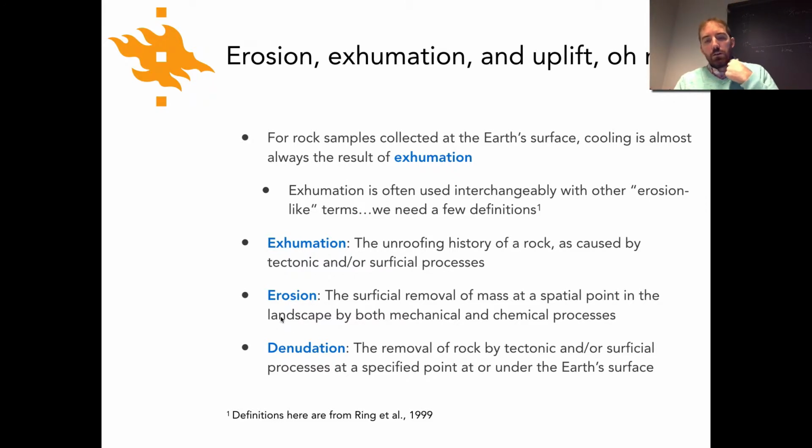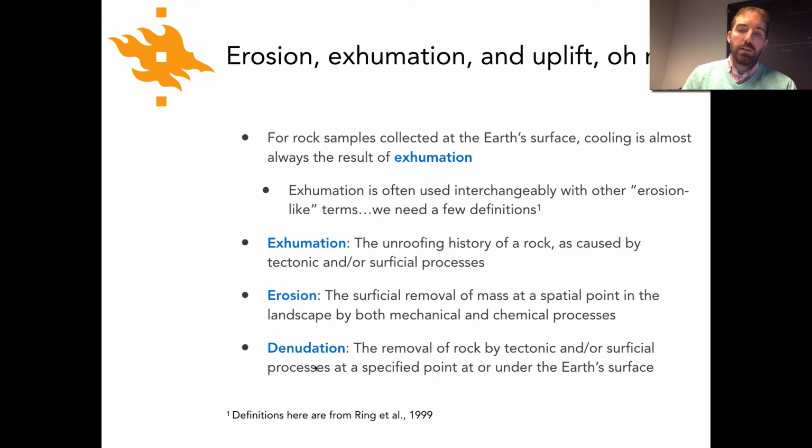Erosion and denudation are a little bit similar. In fact, all three of these terms are similar, which is why they're often used in place of one another. But when we talk about erosion, we're talking about surface removal of mass at a spatial point in the landscape by both mechanical and chemical processes. So what that means essentially is we're focused more on things like physical and chemical weathering, erosion by landslides, by river incision, glacial transport, whatever.